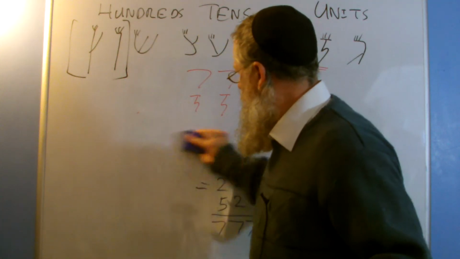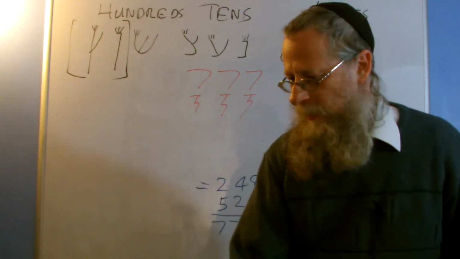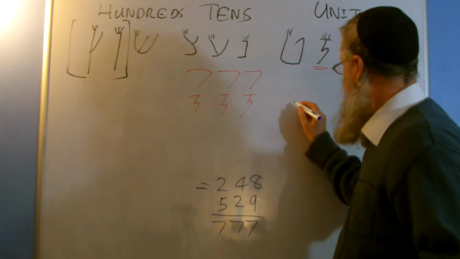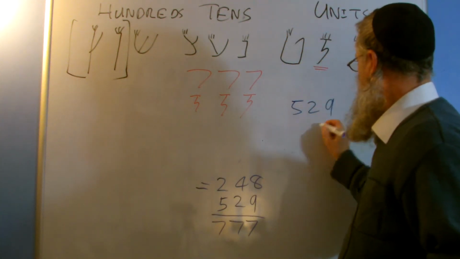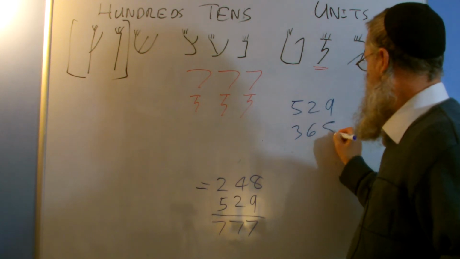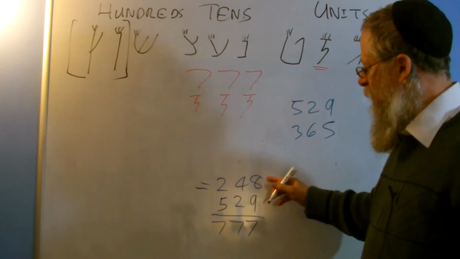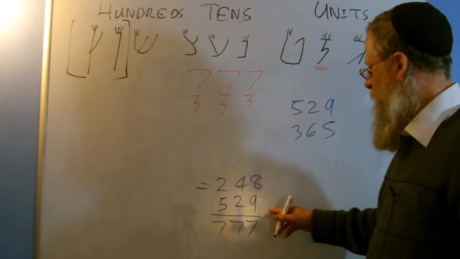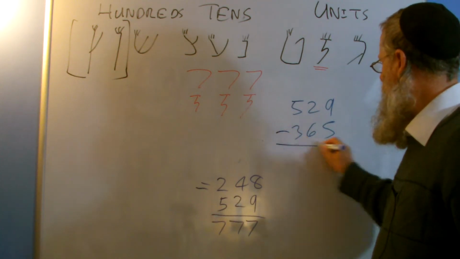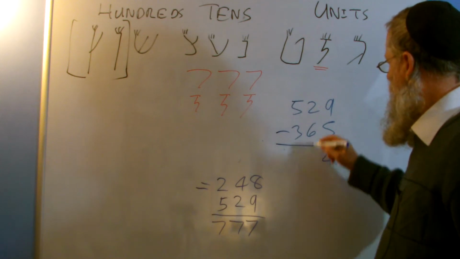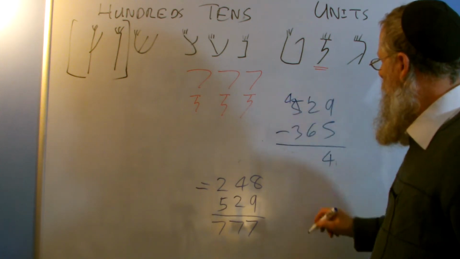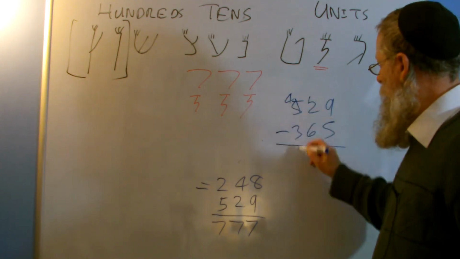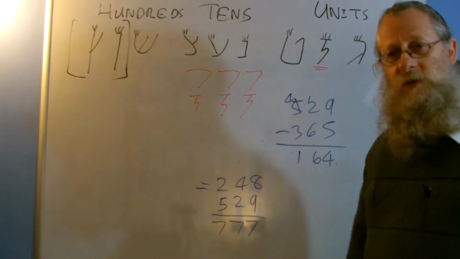So we're going to take this number 529, and we're going to take away the negative commandments, 365. Here we added the positive commandments, the 248, which happen to be the worst, 23 squared. And now if we take away, we'll get 4, then 6, and we'll get 164.